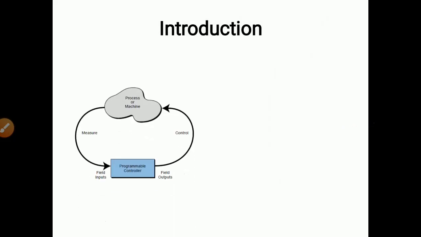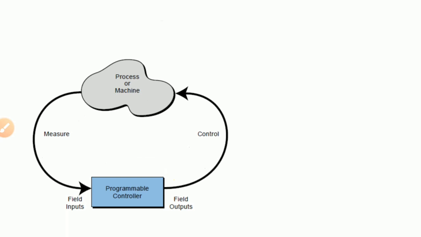PLC consists of input and output devices. Suppose you want to control any process or machine with the help of PLC. PLC will require field inputs and field outputs. The field inputs are taken from measurements with the help of sensors and transducers, and these inputs are given to PLC, and PLC will take some control actions with the help of field outputs, and it will control the process or machine.